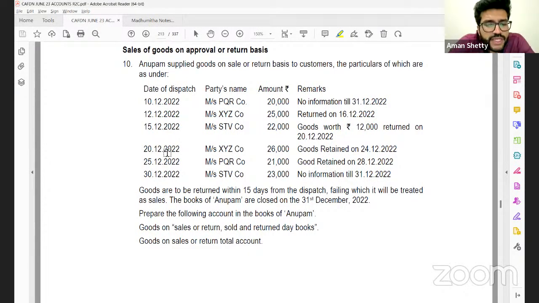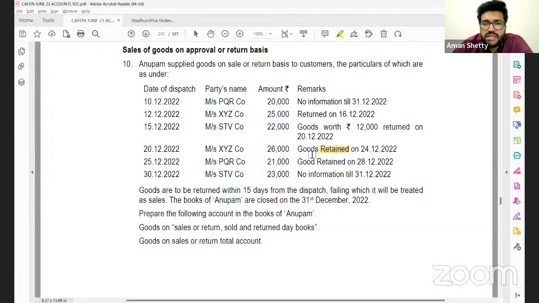Okay. Next, 20th December 22. This is XYZ company. 26,000 in the amount column. In the date column, write down the date the goods were retained. What does it mean? Inventory lying with the customer. Goods retained means retained by the customer on 24th December 22. Therefore, it is approved, so it's a sale transaction. In the sales column, write down rupees 26,000.